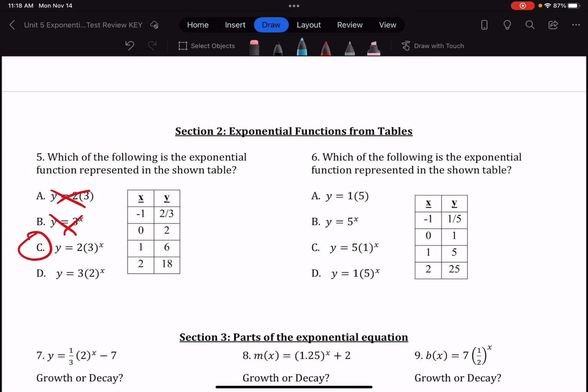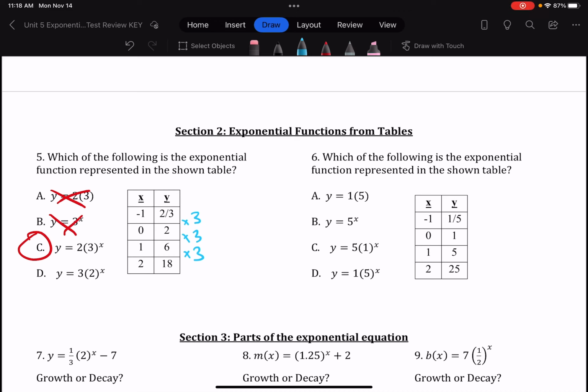I can also check that by looking at if there's a common difference here or a common ratio. And I'm noticing that each time I am multiplying by 3. So to get from 2/3 to 2, I got to multiply by 3. 2 to 6 is multiplying by 3. 6 to 18 is also multiplying by 3. And if I'm looking at my starting point there, when x is 0, y is 2, so this does match up. Now let's look at number 6.